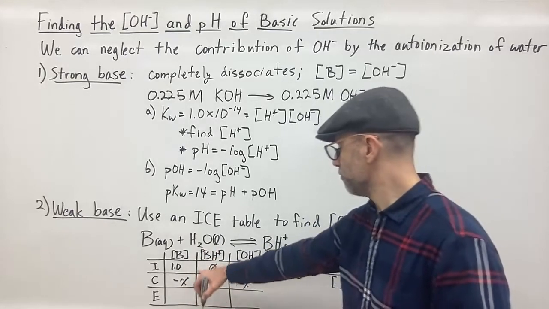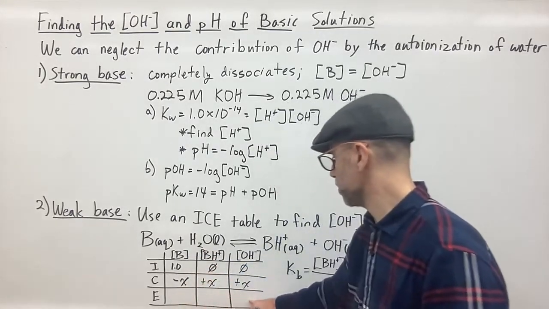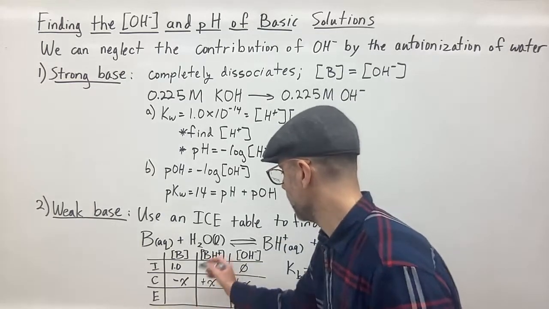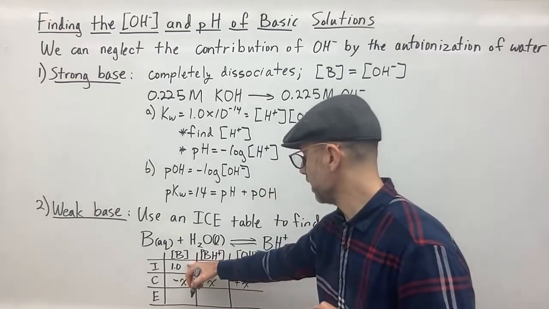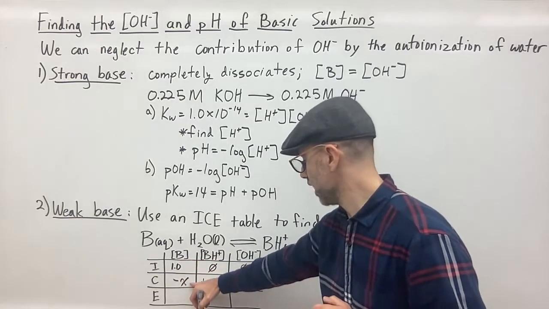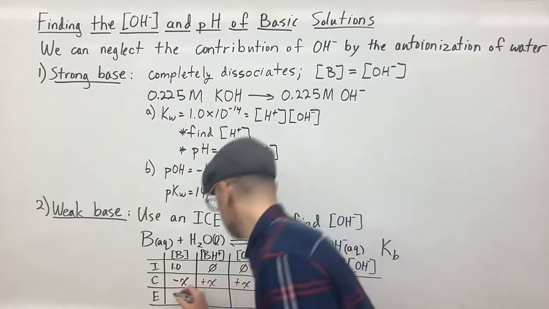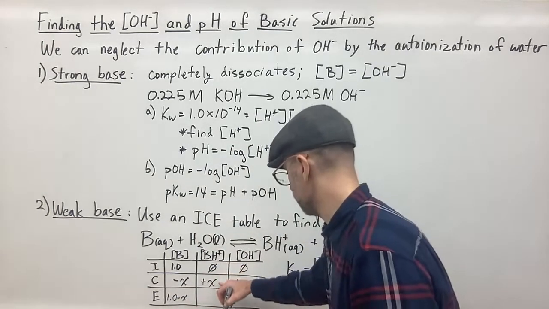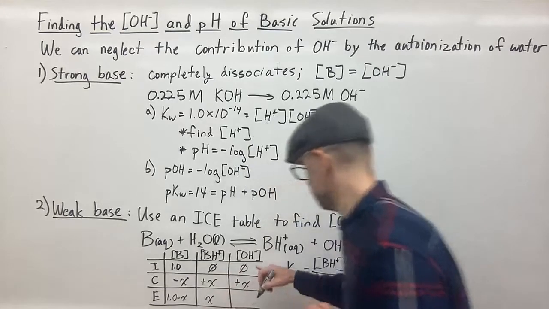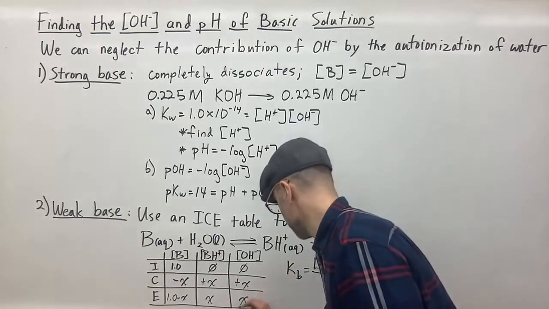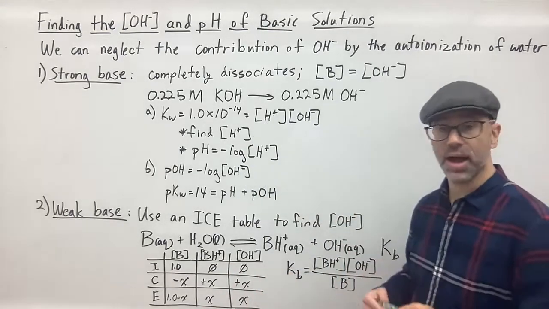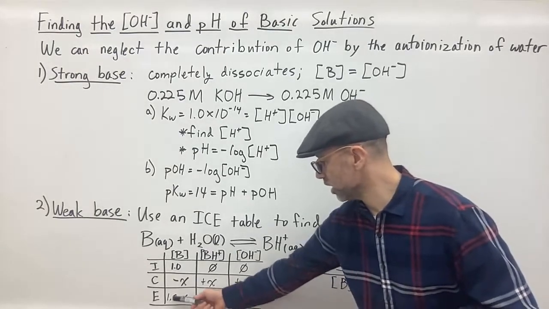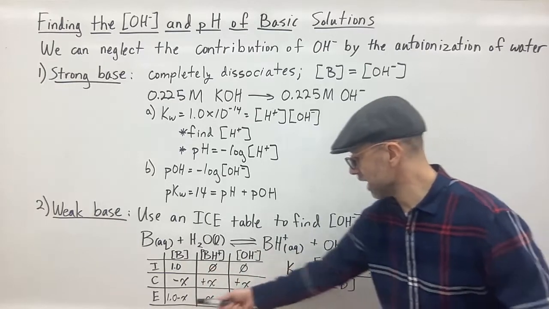And so when I find the expressions for the concentrations at equilibrium, I just add the I row and the change row together, and I get 1.0 minus x here. 0 plus x is just x. 0 plus x is just x. And now I have my equilibrium expressions for the concentration of these species at equilibrium.